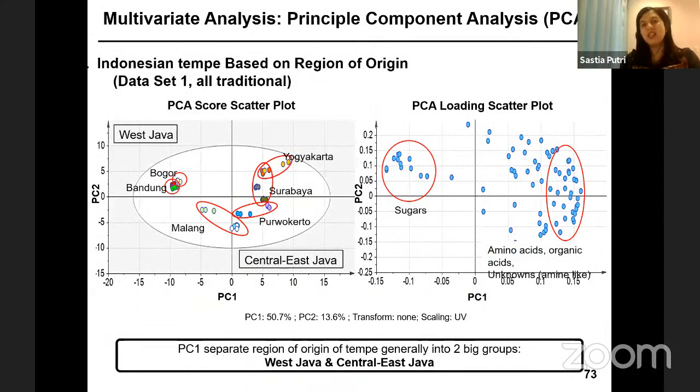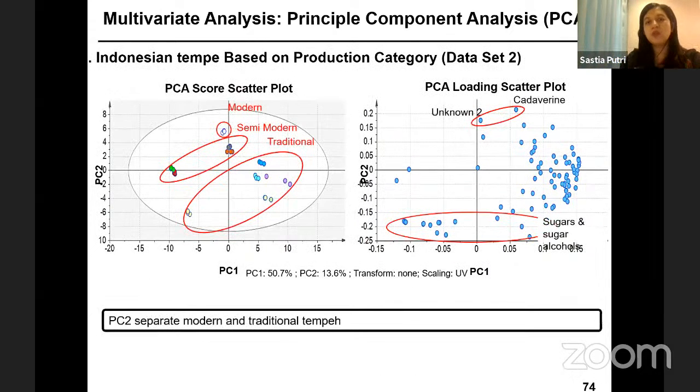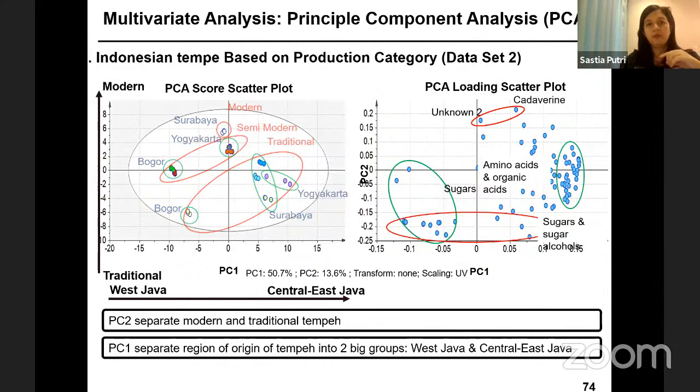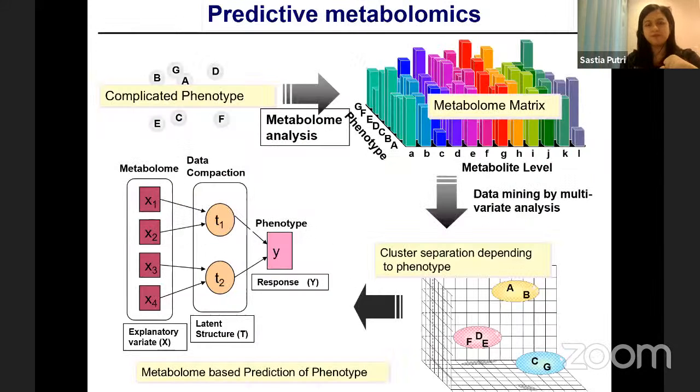And then we could see very beautifully that the samples of tempeh coming from Bogor and Bandung are actually quite similar, whereas the samples of tempeh coming from Central and East Java are clustered separately. Then we could also see here the differences between tempeh that are produced in a modernized way and a traditional way, and what kind of metabolites are important to separate these tempeh that are produced in different ways.